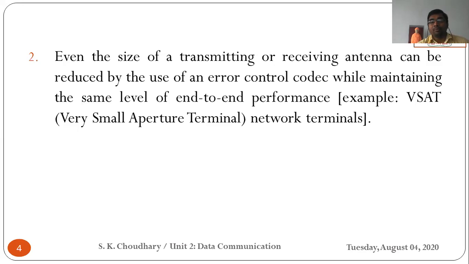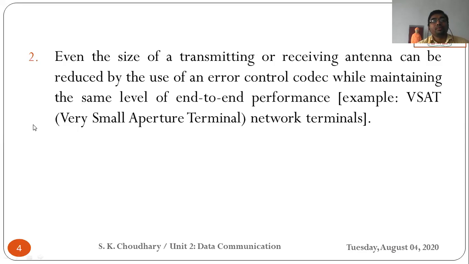For example, if you see VSAT, very small aperture terminal networks, VSAT is also a very good technology that uses error control coding for reducing the size of the antenna. VSAT is basically used for satellite communications. It is a bi-directional satellite communication medium where these antennas are used.